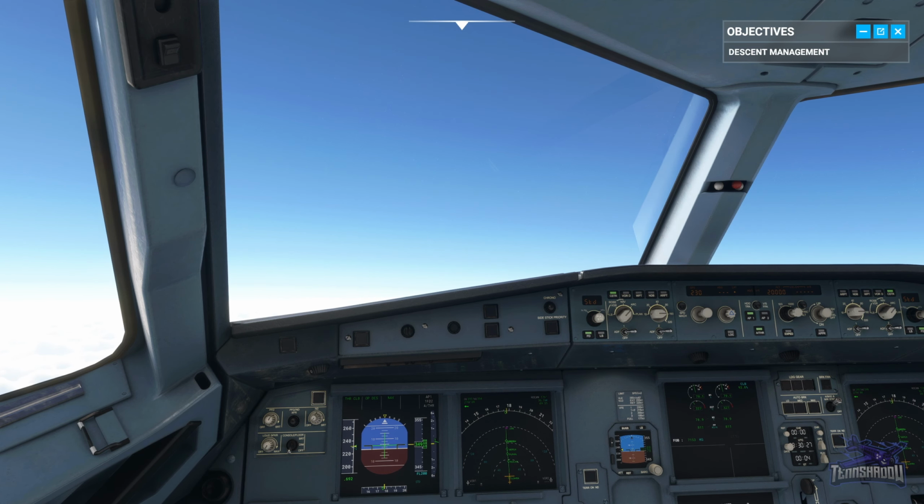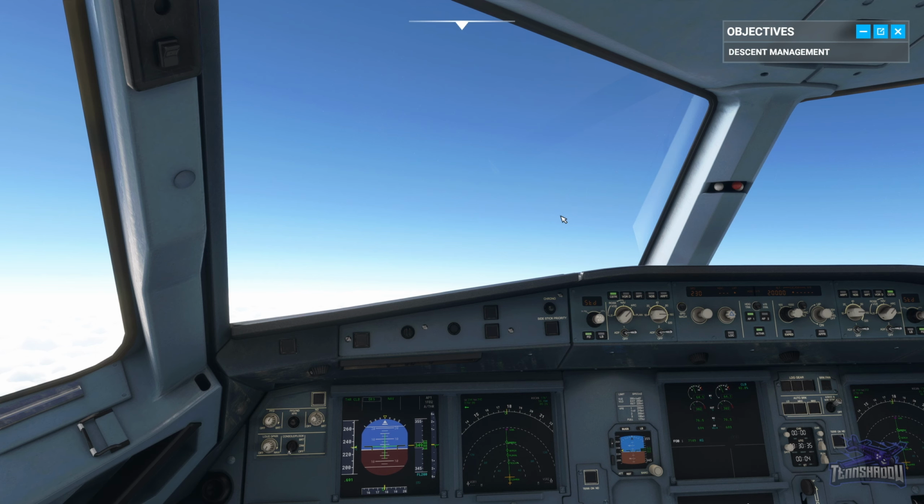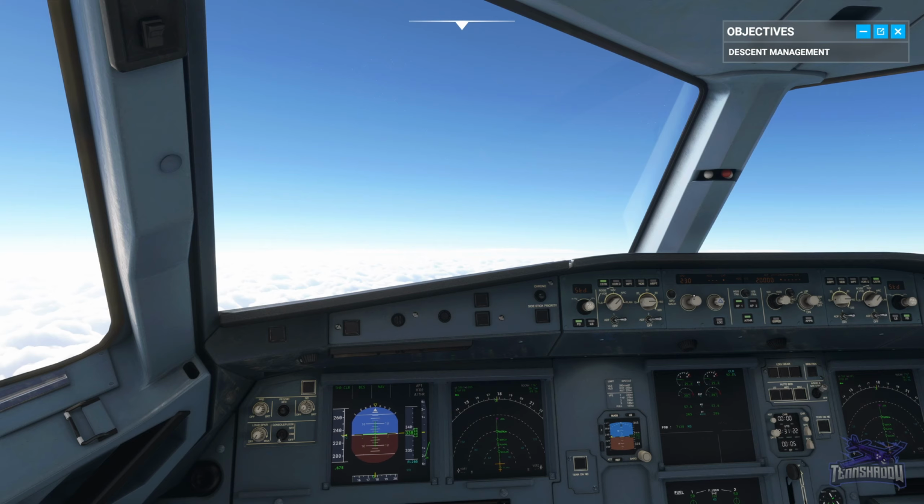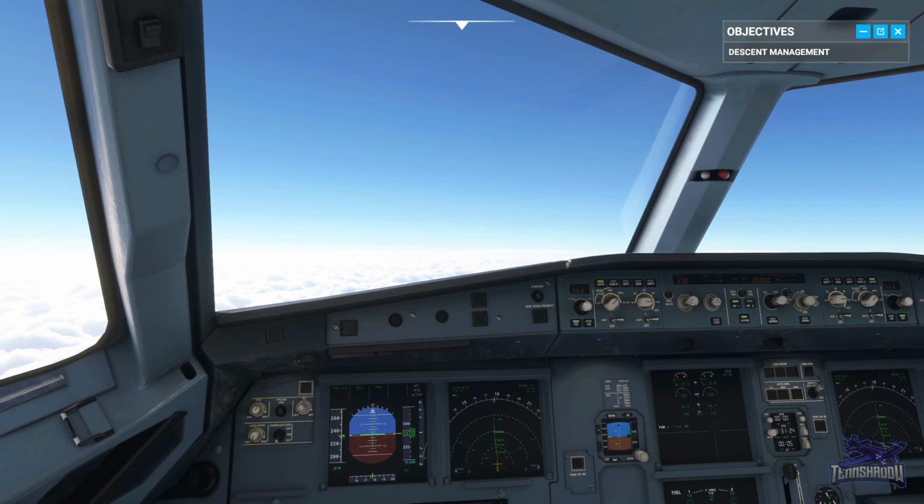It's not descending at all. Did I do it the wrong way? I must have done it the wrong way. There, now we're descending. Now increase the selected speed to 290 knots and see what happens.